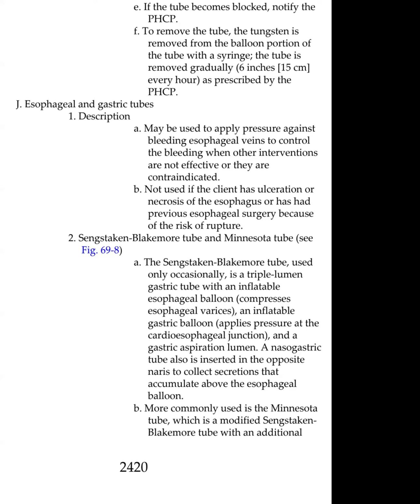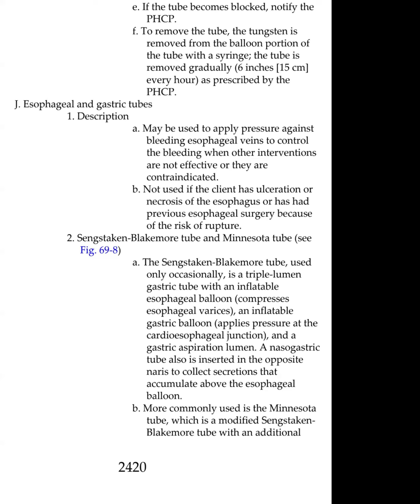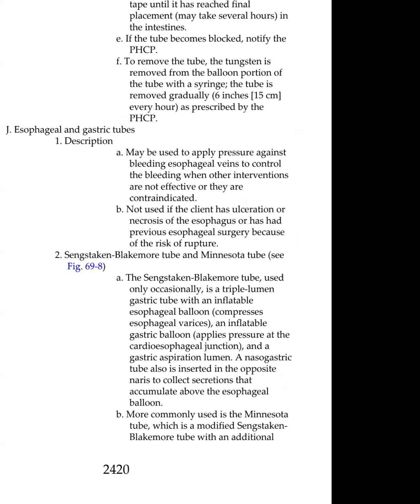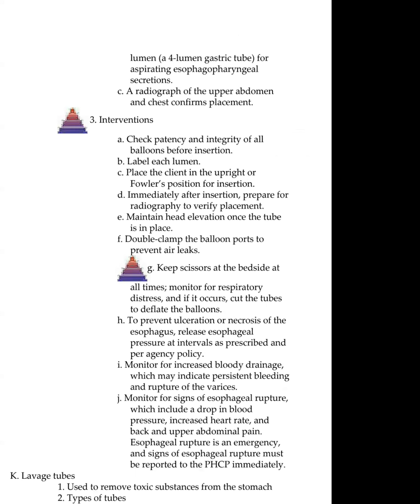Again we can administer another NG tube from a different nares. More commonly used is the Minnesota tube, which is a modified Sengstaken-Blakemore tube with an additional lumen, a 4-lumen gastric tube for aspirating esophageal secretion.